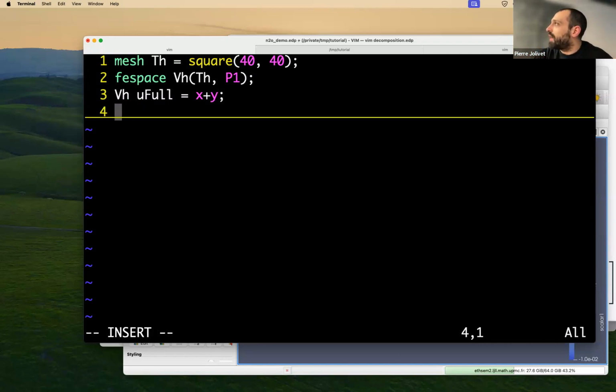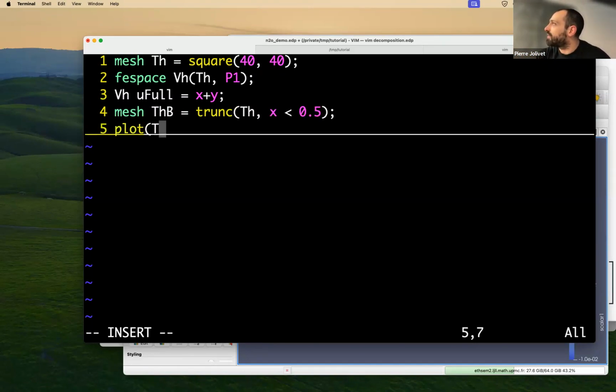And so to do that, I again define a new mesh THB, and I can use the trunc operator. Okay. And so I will use a really simple Boolean expression. For example, I will keep only the left part of the domain. And so the left part of the domain is x lower than 0.5. Okay, so let's check this.